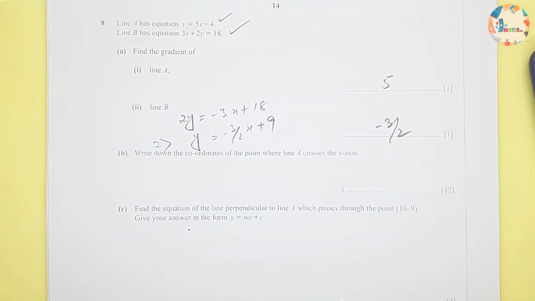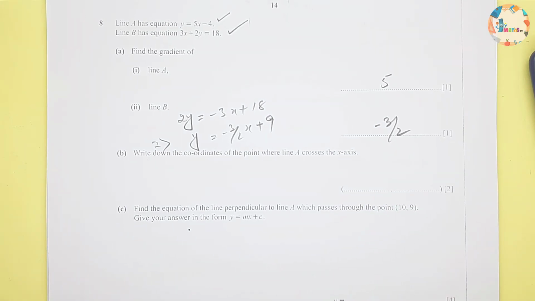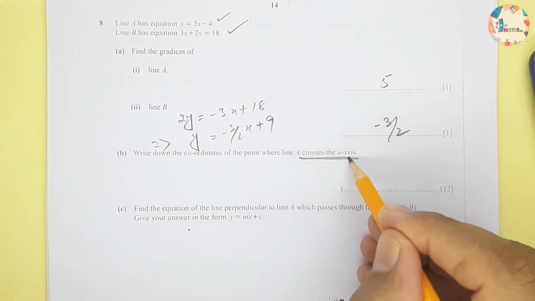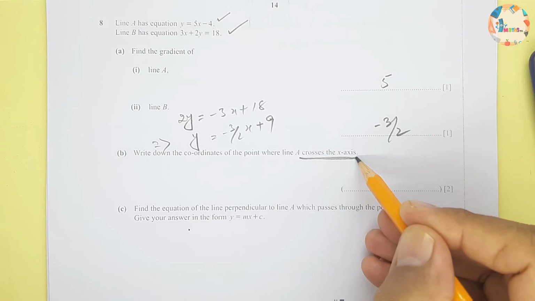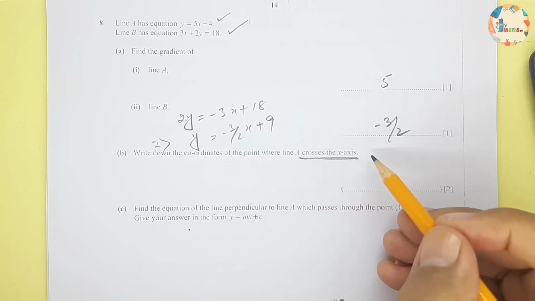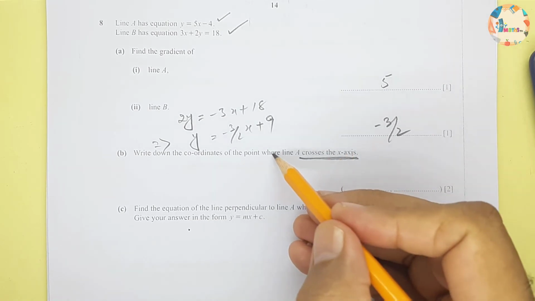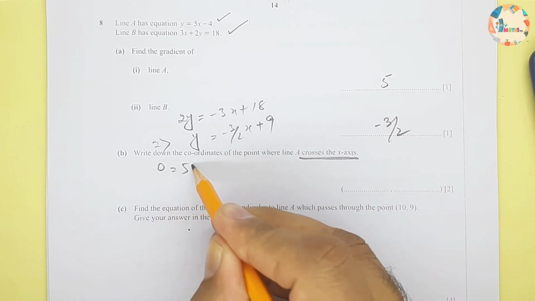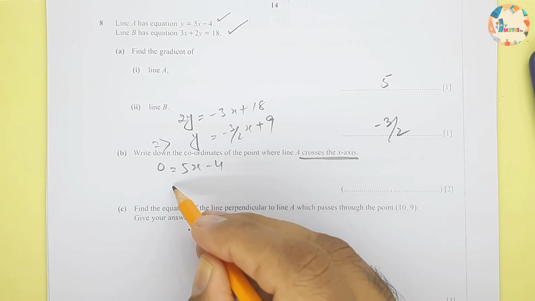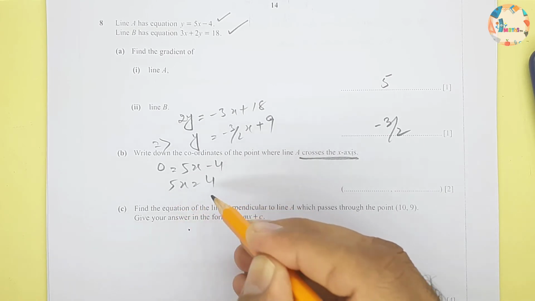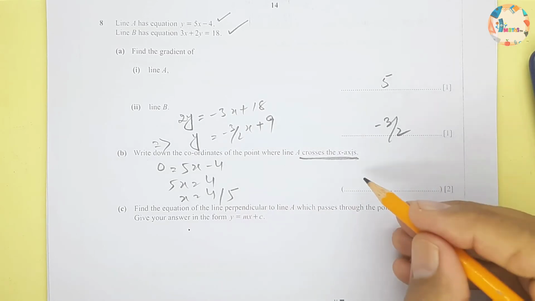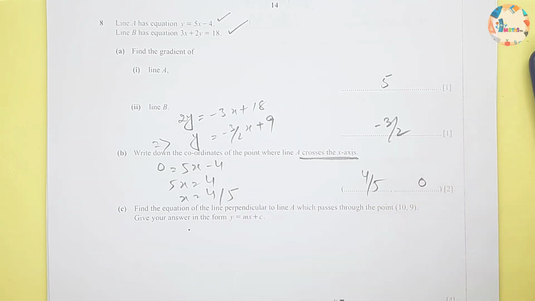Write down the coordinates of the point where line A crosses the x-axis. Crossing the x-axis means y should be 0. So y will be 0 for line A. So 0 is equal to 5x minus 4. So 5x is equal to 4. X is equal to 4 over 5. So the coordinates will be 4 over 5 and y will be 0.